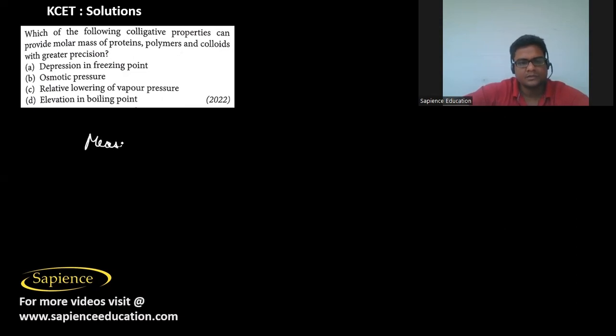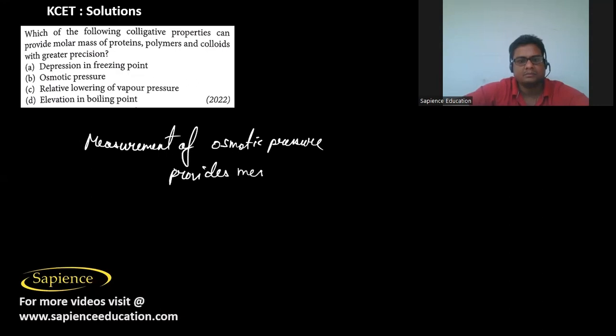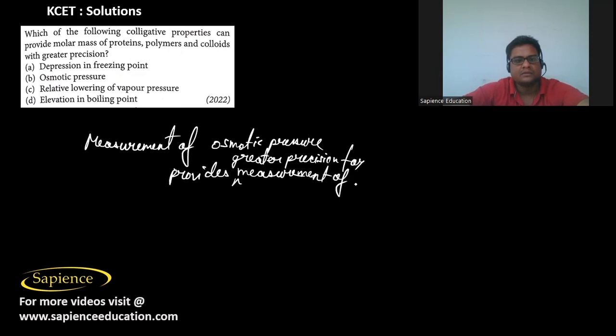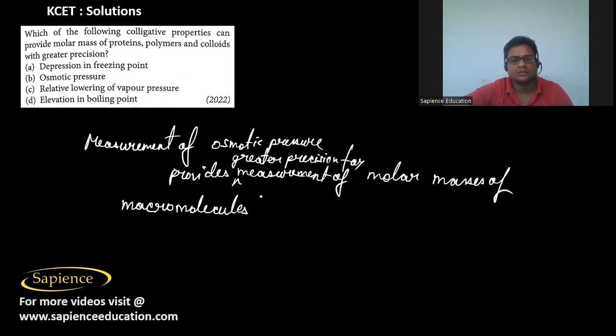So the measurement of osmotic pressure provides greater precision for the measurement of the molar masses of macromolecules, or we can say large molecules, like proteins, polymers, and colloids.